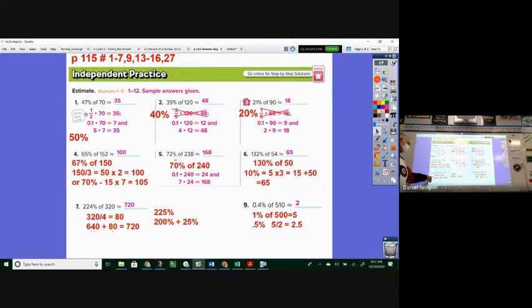225%. 200% is 2 times this number, right? So 200% is 2 times the number. And then 25%, divide this number by 4, because a quarter is 1/4 of the number. And number 9, 0.4%, that's a half of 1%. So you find 1% by moving the decimal 2 places, divide by 100, and then take half of that.